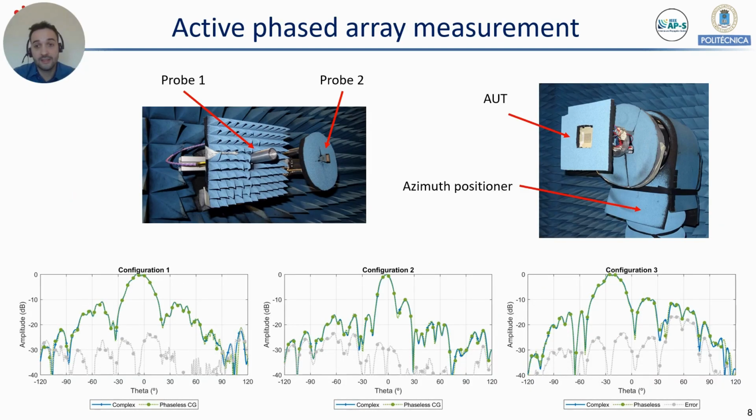And this has been tested at Universidad Politécnica de Madrid. As you can see, we have our dual probe system, our antenna under test, which in this case is an active phased array antenna that allows for different steering configurations. And in the lower part, you can see a comparison of the far field pattern retrieved by using our technique and the true far field pattern. So the agreement is excellent for all configurations.